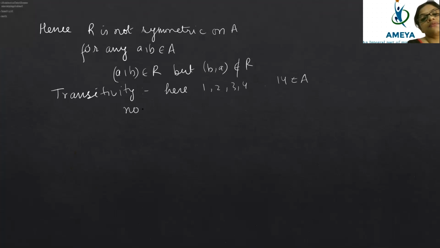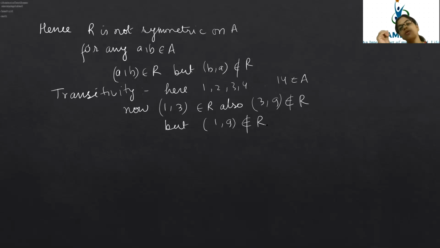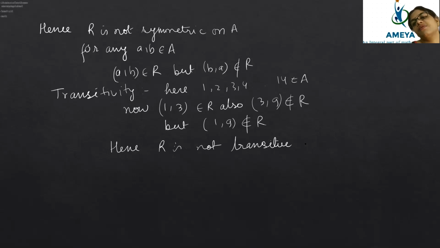Now (1, 3) belongs to R. Also (3, 9) belongs to R. But (1, 9) does not belong to R. Hence R is not transitive on A. So here what we have seen is back to back, R is neither reflexive, nor symmetric, nor transitive.